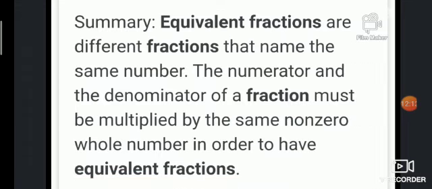Now, equivalent fractions are different fractions that name the same number. The numerator and the denominator of a fraction must be multiplied by the same non-zero whole number in order to have equivalent fractions.